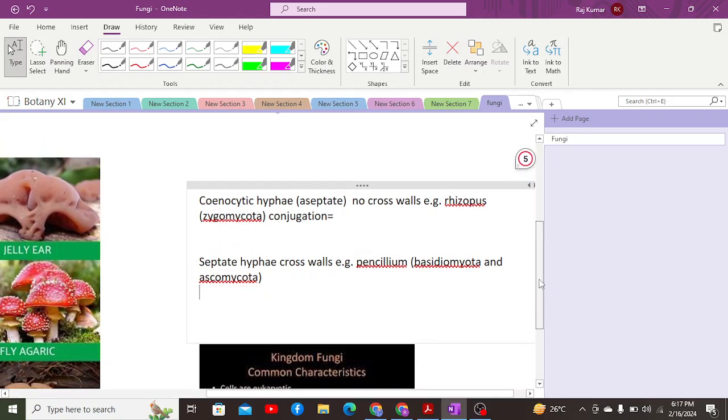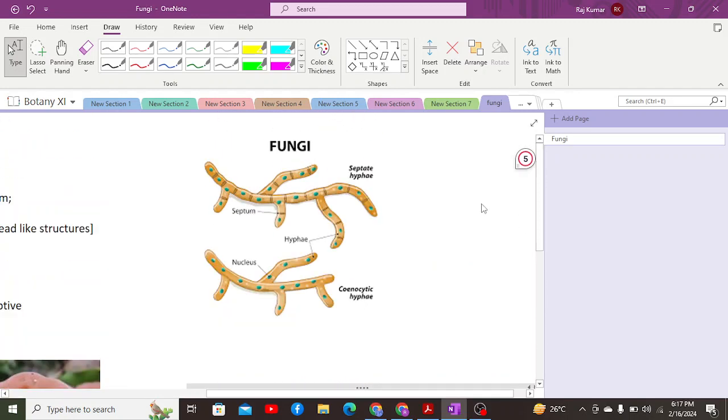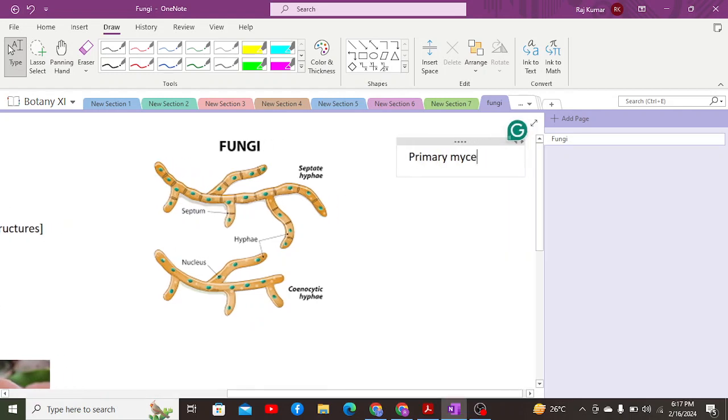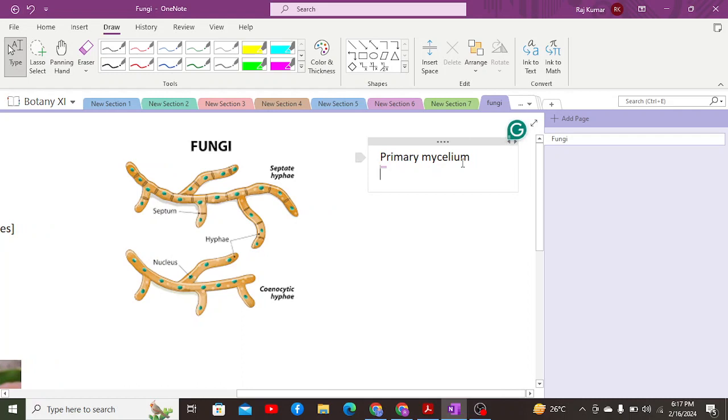the mycelium are also classified on the basis of number of nuclei, such that if we are having mycelium which is having only one nucleus, then that would be considered as monokaryotic, and that would be considered as the primary mycelium. If it is having two nuclei, dikaryotic, then it would be considered as secondary mycelium, right?